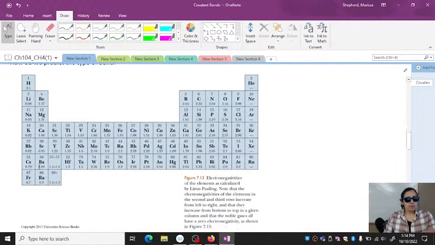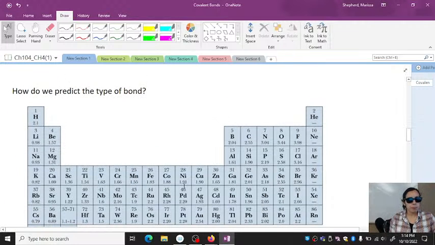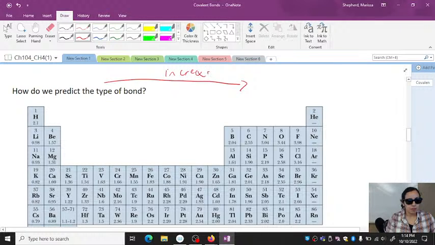And so what we find is electronegativity, so the trend, increases across the table. And also increases as you go up.